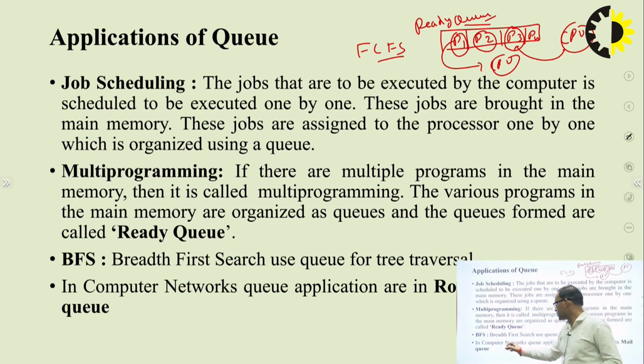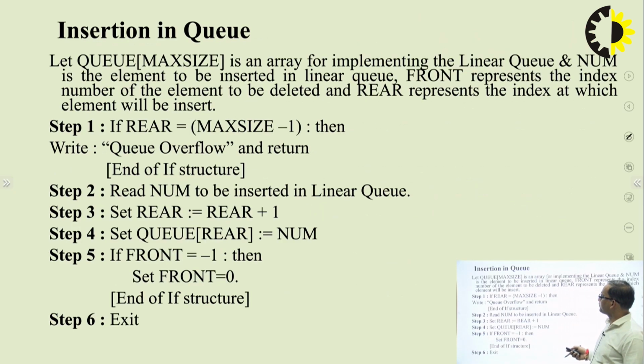Next application is in computer network systems: the queue in a router and the mail queue. Actually, in the network, in a router, a queue is maintained to store the data packets arriving from the networks and send those data packets to the internal network. So these are some applications of the queue. Apart from these, there are some more applications of the queue, like in a traffic system. In a traffic system, a queue is also maintained for signaling the light.